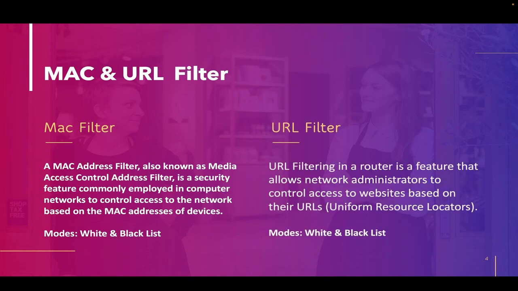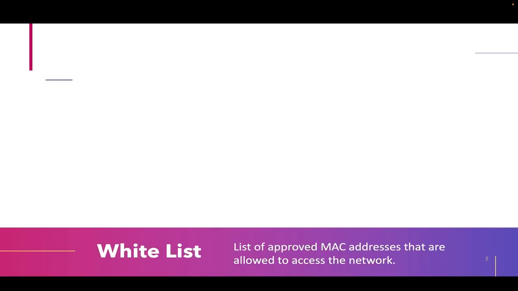Here we have URL filter. URL filtering in a router is a feature that allows network administrators to control access to websites based on their URLs. In URL filtering, we basically restrict or allow users to access any website through our network. Here as well we have two modes, white and blacklist.